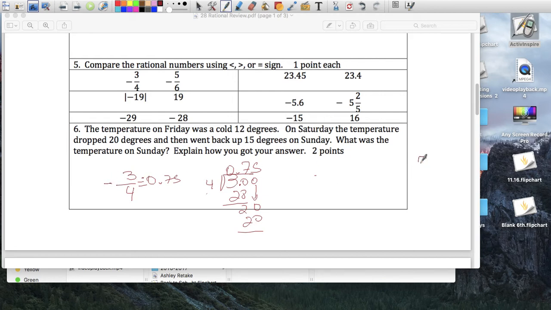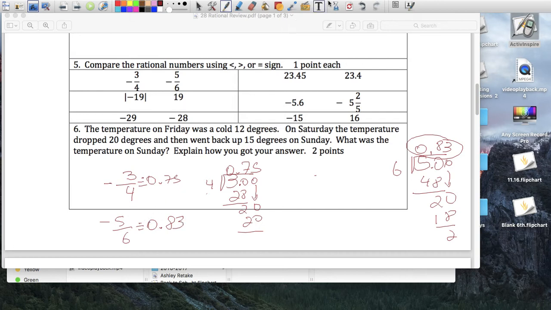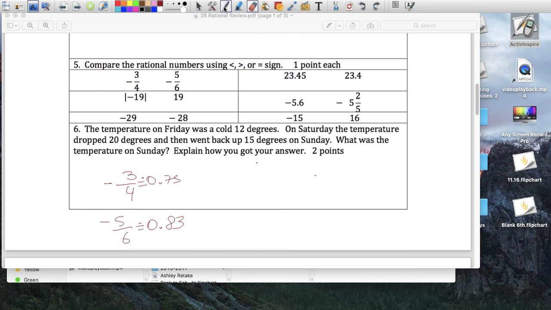5/6. 5 goes inside, 6 outside, does not go in. 6 goes into 50 8 times, 48. 2 left over, bring another 0 down. 6 goes into 20 3 times, 18. 2, and it goes on and on and on. But we have enough information here where I know that -5/6 equals negative 0.83. So all I have to do now is put them both on the number line.